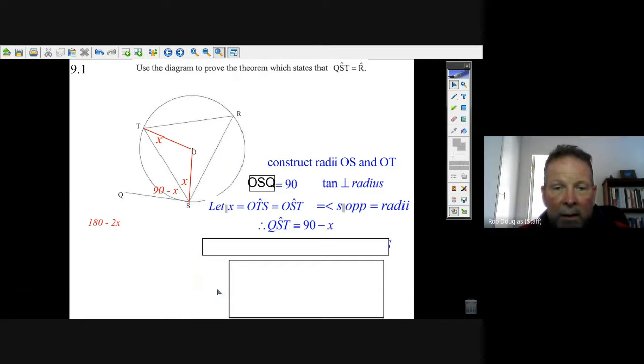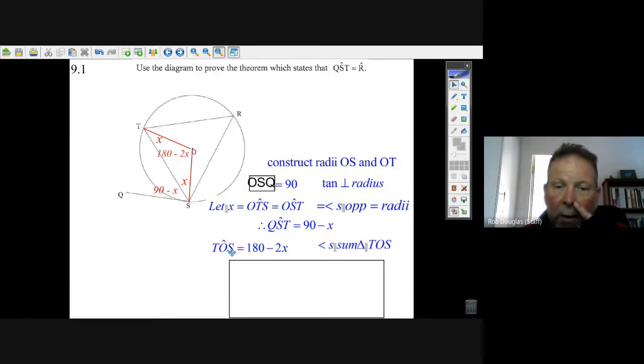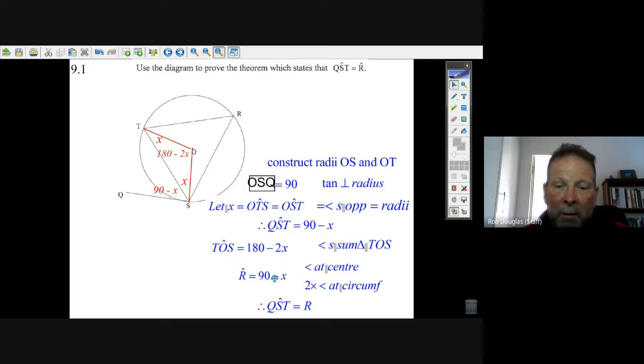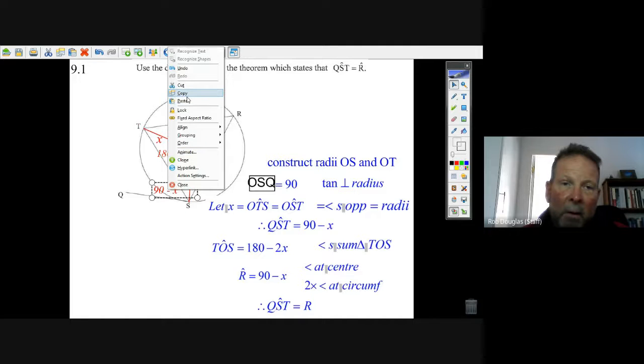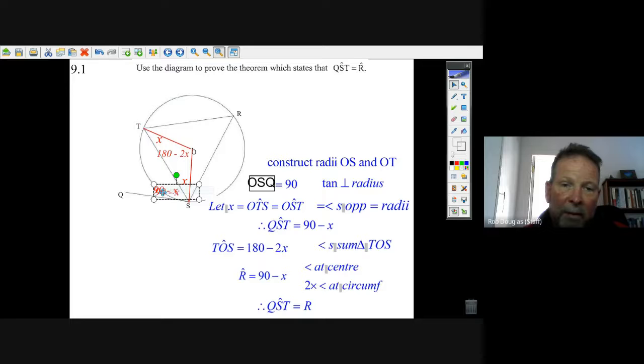Okay, so we got all of that. QST must be 90 minus X. Hey, we're almost there now. This has to add up to 180, so this angle at the center must be 180 minus 2x, rather. This angle at the circumference is half as big. Well, then that's the end of it, really. R must equal 90 minus x, because the angle at the center is 2 times the circumference. Well, we just proved that those two angles are the same thing, 90 minus x.